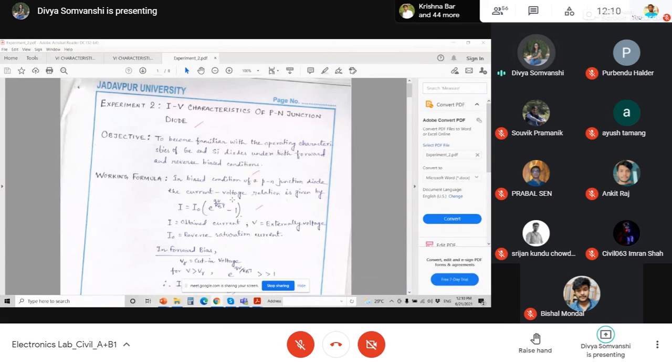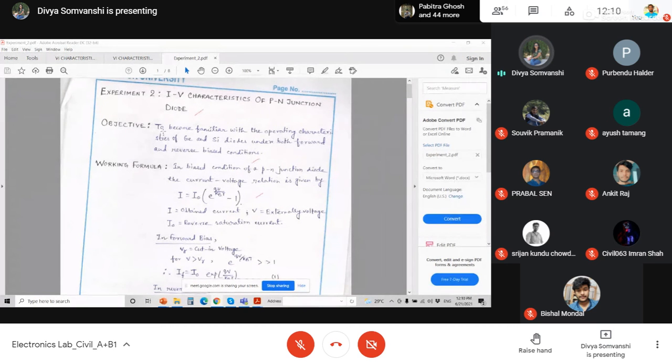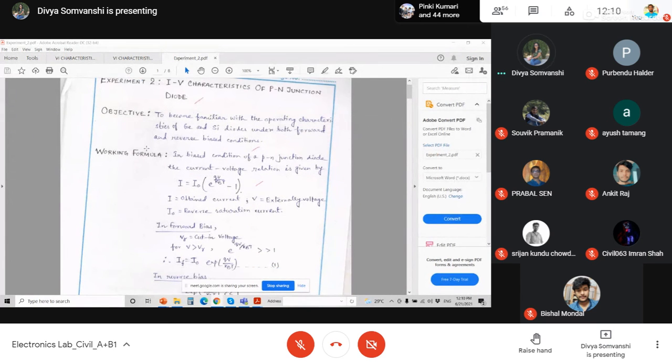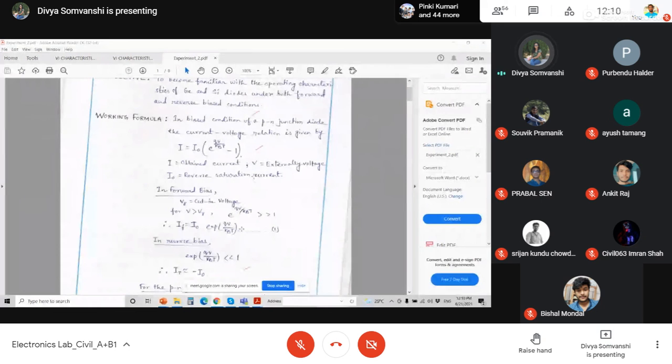Okay, so you are able to see my window, I think. So this is how you can write your experiment. What is your experiment name? What is the objective, which is already written in the manual? And what is the working formula, right?